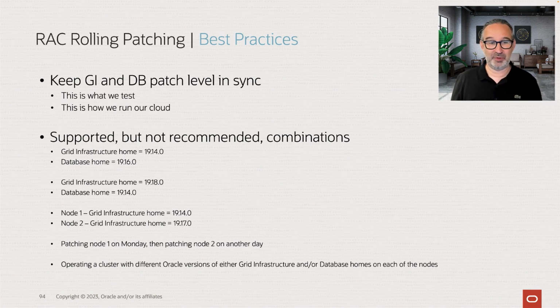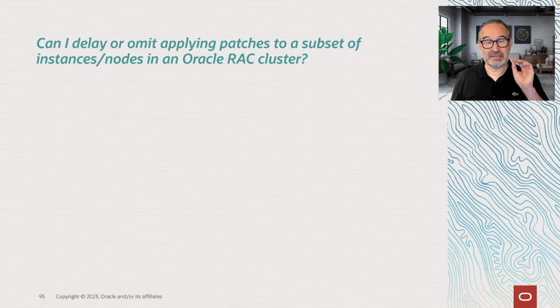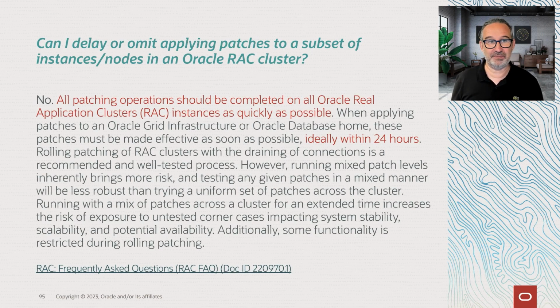You can operate a cluster with different Oracle versions of either GI or database on each node. It's technically possible, but you should not do that. And the question is, can I delay patching or omit patching to a subset of instances or nodes? So can I do that? What I showed you on the slide before. Can I have on node 1, 19.14 and node 2, 19.17? And even though it's technically possible, we say don't have that.